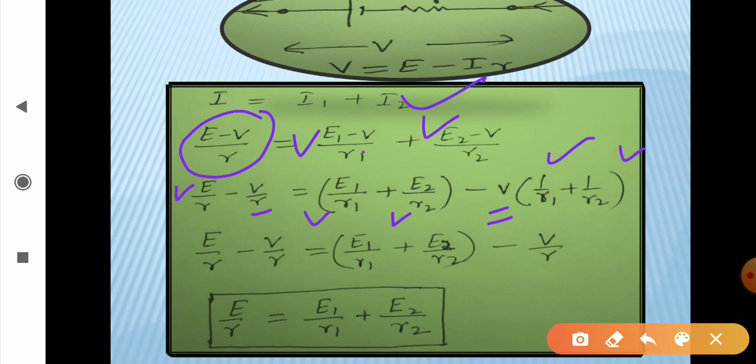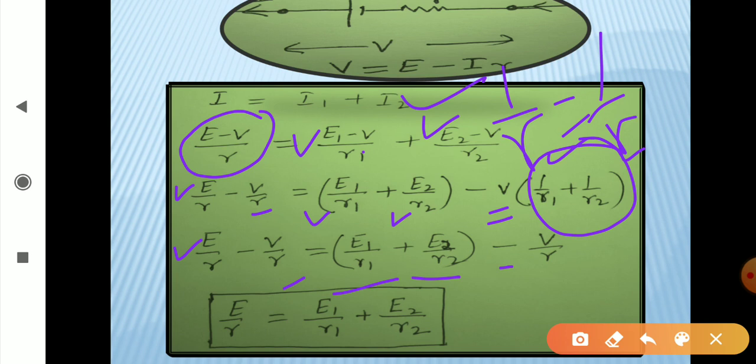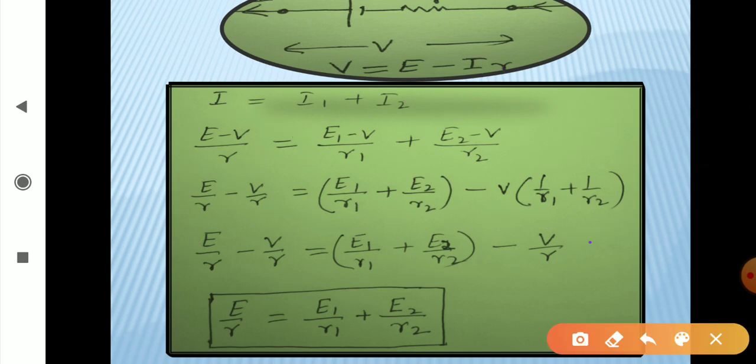Now moving on to the next step, I can write this as E upon R minus V upon R is equal to E1 upon R1 plus E2 upon R2 minus V. Now the term inside the bracket is 1 upon R. You know that 1 upon R is equal to 1 upon R1 plus 1 upon R2, right? Parallel combination is there. So this term becomes V into 1 upon R, or V upon R. Now see, V upon R is on the left side, minus V upon R, on the right also minus V upon R. They are cancelled out. We are left with this relation.